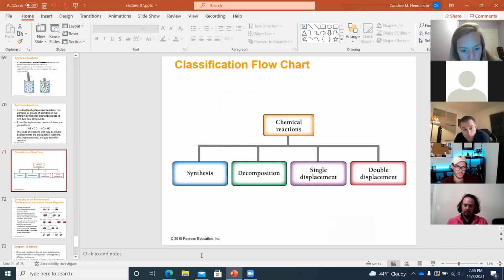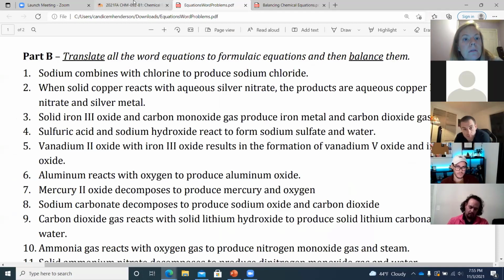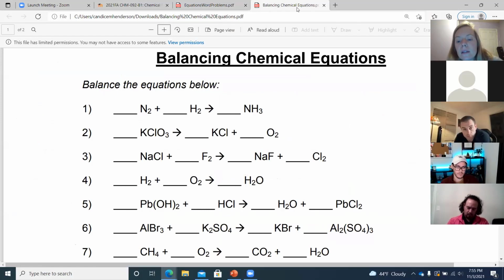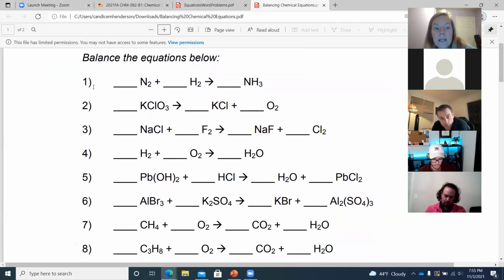Let's look back at those equations, these here. Okay, and let's just quickly go through and classify them by what their atoms are doing. So in this first one here, we've got nitrogen coming together with hydrogen to produce NH3. This would be a synthesis reaction, because two simpler things are coming together to form something more complicated.